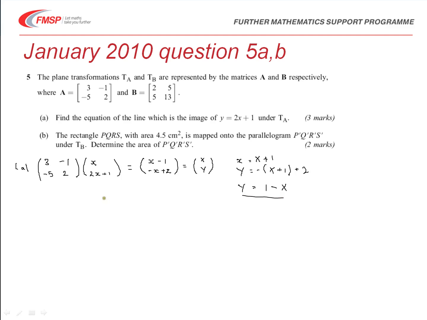Okay, so we've got 3 marks here. So firstly a method mark for finding the image, and an accuracy mark for getting the correct image point, and then for playing around with this to give us the correct equation of the line, we get an accuracy mark for that one at the end there. So there are our 3 marks for that first part.